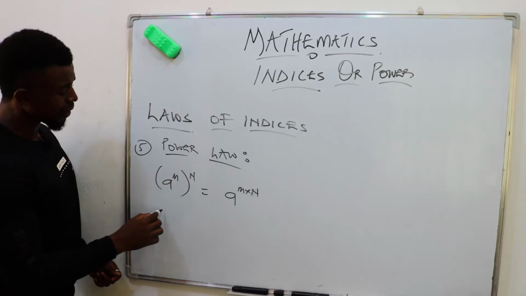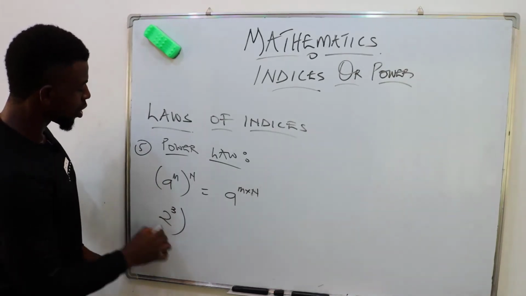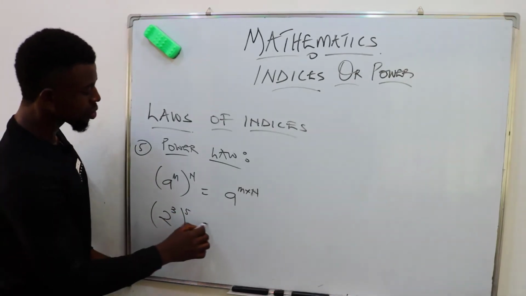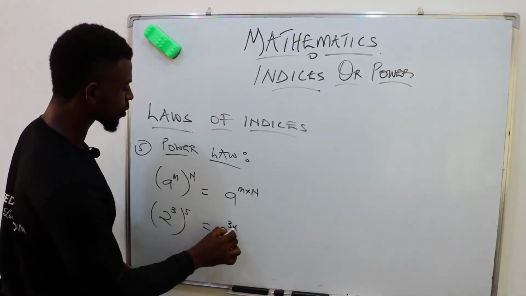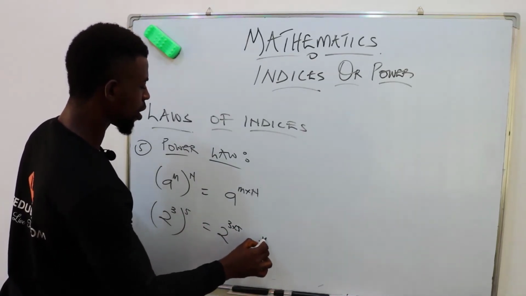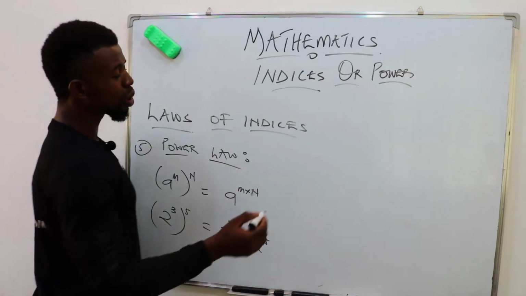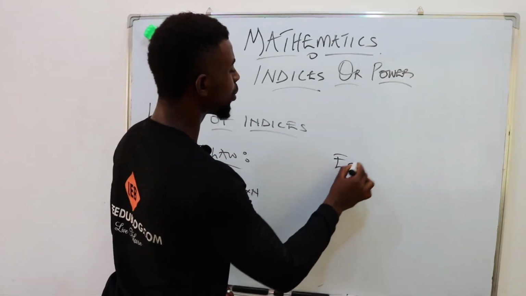So it means that if I have 2 raised to the power 3, all raised to the power 5, the solution to this is 2 raised to the power 3 times 5, which is equal to 2 raised to the power 15. Okay?